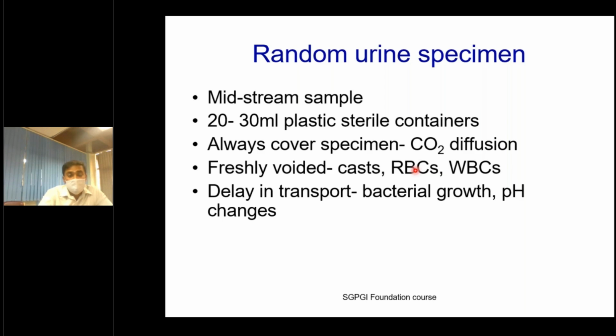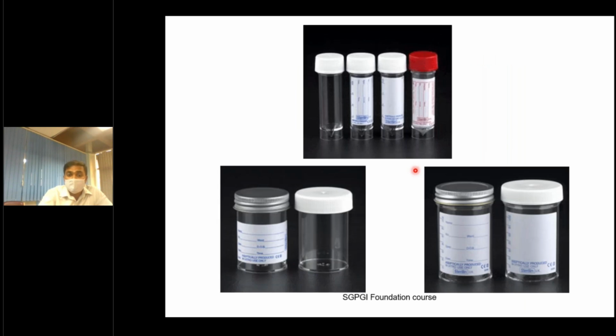A freshly voided random urine sample is good for RBCs and WBCs. Delay in the transport of a urine sample will lead to a change in the pH of the urine and also bacterial growth. So if you are intending to get a bacterial colony count, you will get a falsely elevated bacterial growth. So these are the different containers that you come across for urine collection.